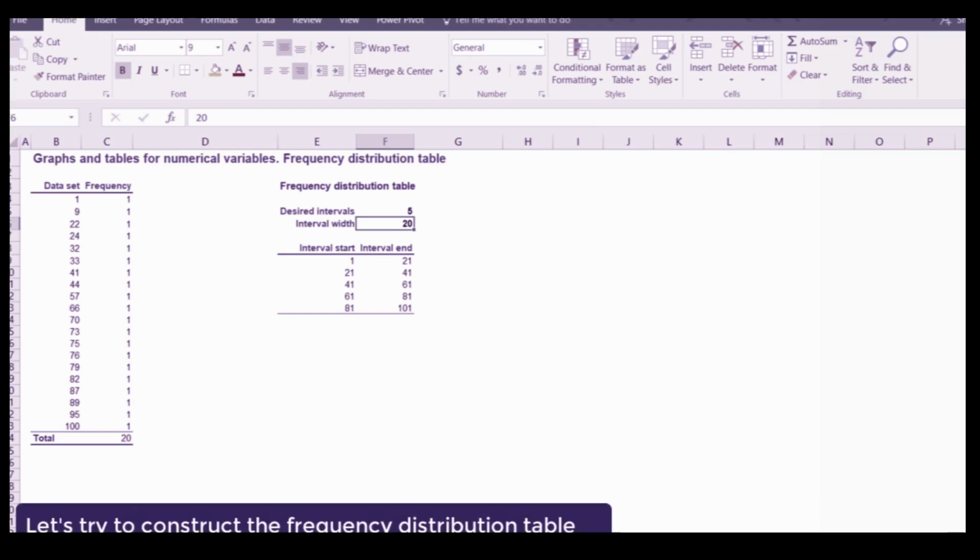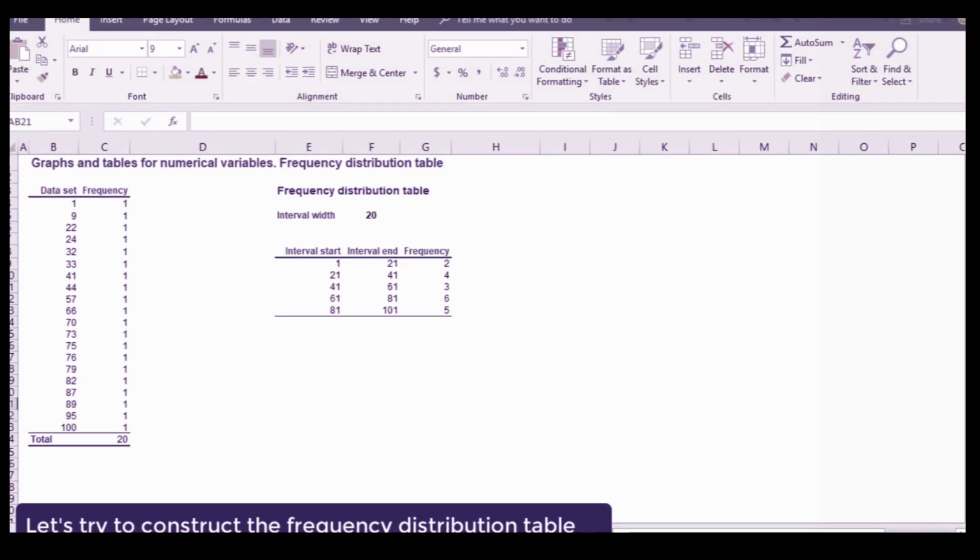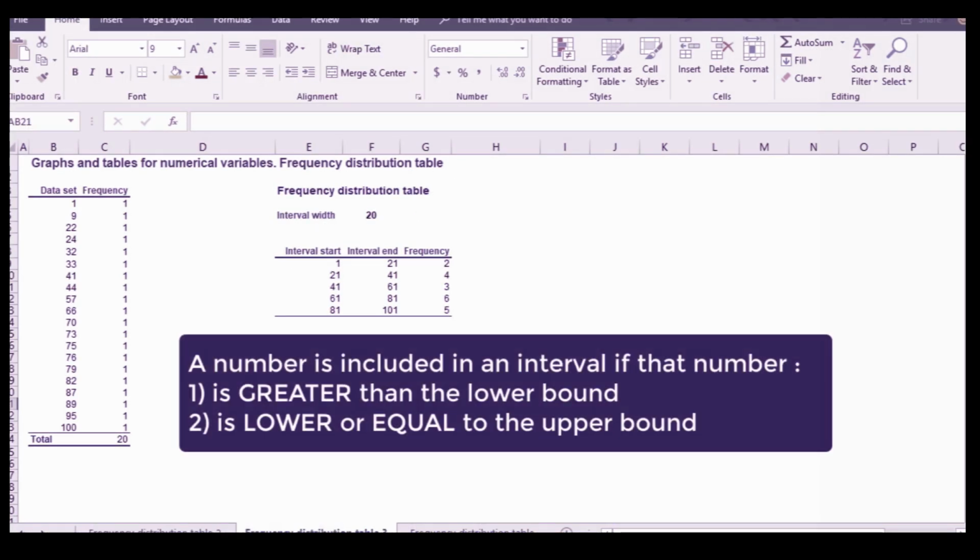Okay, let's try to construct the frequency distribution table. A number is included in a particular interval if that number is greater than the lowest bound and equal to or less than the largest bound. As we can see from the table, there are 2 numbers in the first interval, 4 in the second, 3 in the third, 6 in the fourth, and 5 in the fifth interval.